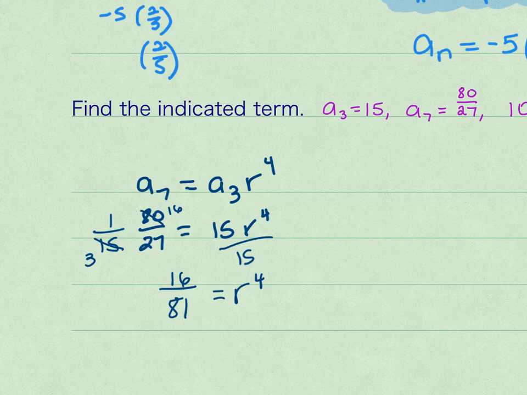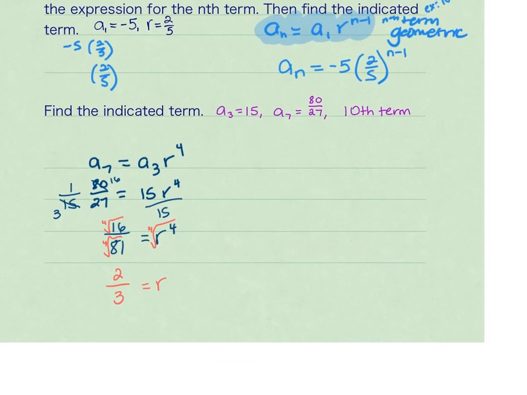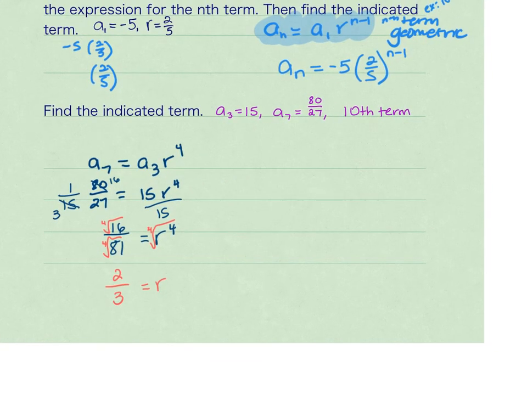And then I've got to find the fourth root. The fourth root of 16 is 2. The fourth root of 81 is 3. And there's R. Now if I want to go to 10, you could use either one, but if I did A7, it would be A10, R to the third. I could go back to the original equation. I could go back to A3 being on the left. The original equation, I just don't have A1.